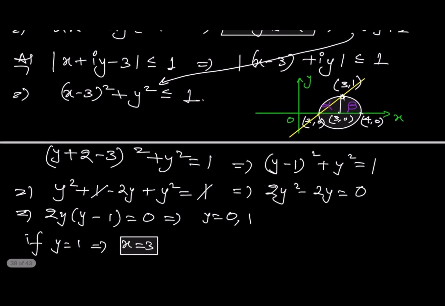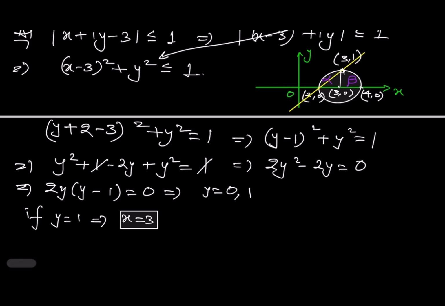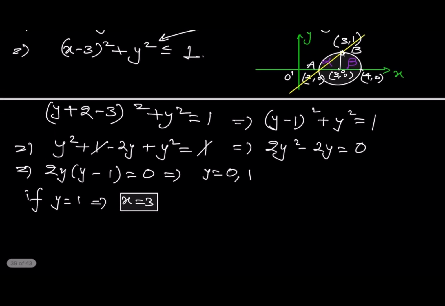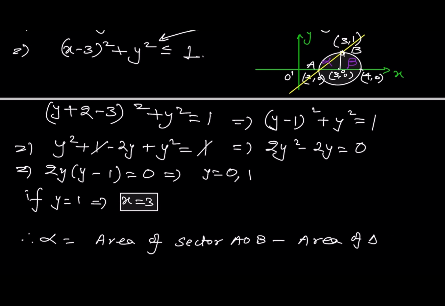Now if I want the alpha part, it is the area of sector AOB, where O is the center of the circle. Say the origin is O dash for the time being, right? So therefore alpha is the area of sector AOB minus the area of triangle AOB. In fact, right triangle AOB.